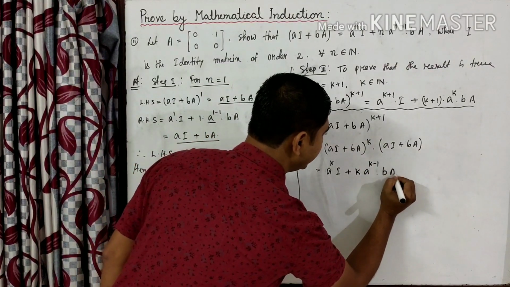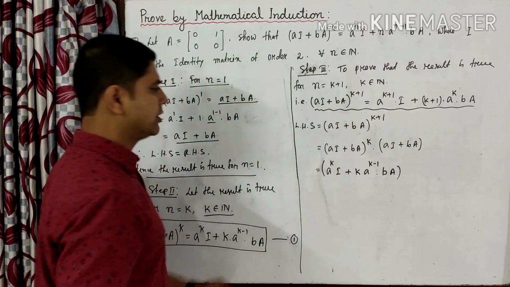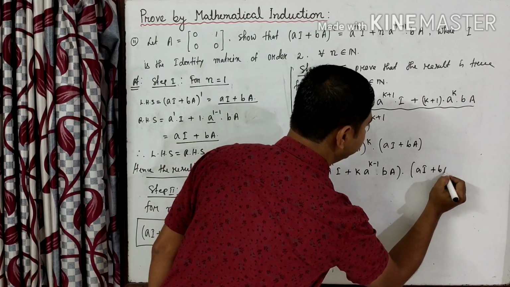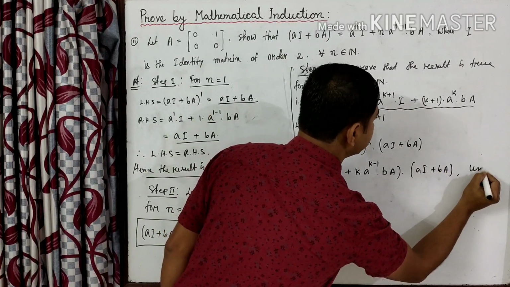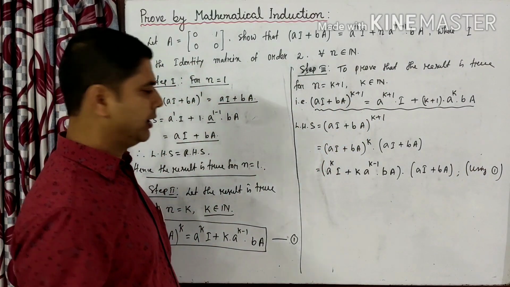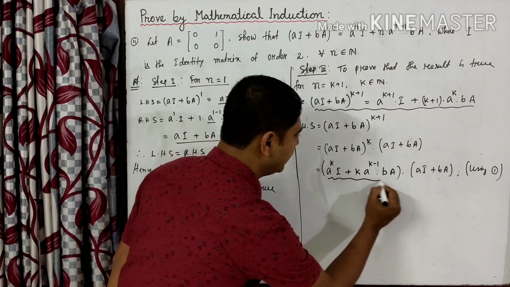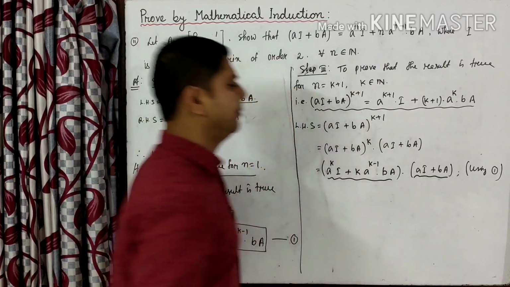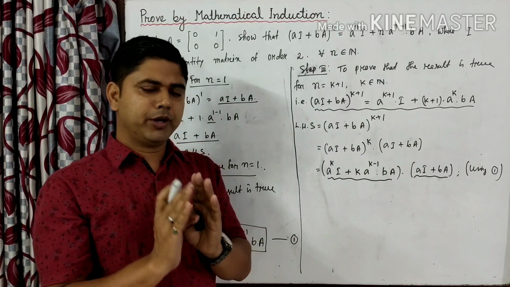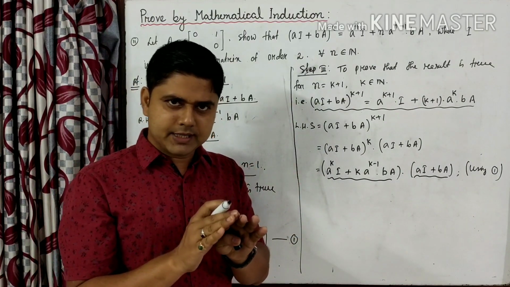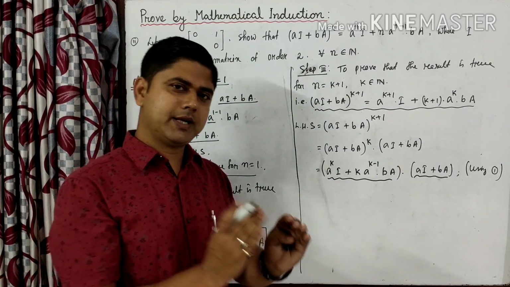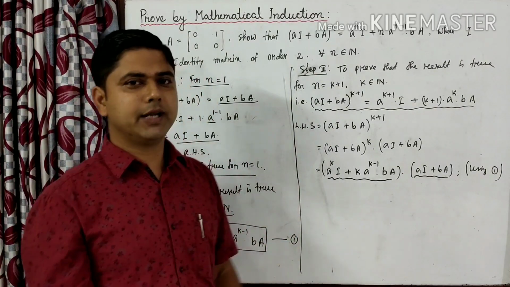With the help of which equation? Equation 1: A^(k+1) equals A^k into (I plus B A). Using equation 1, now you have to multiply these two terms. The multiplication point is so important: matrix multiplies with matrices, and scalar quantity multiplies with scalar quantity.